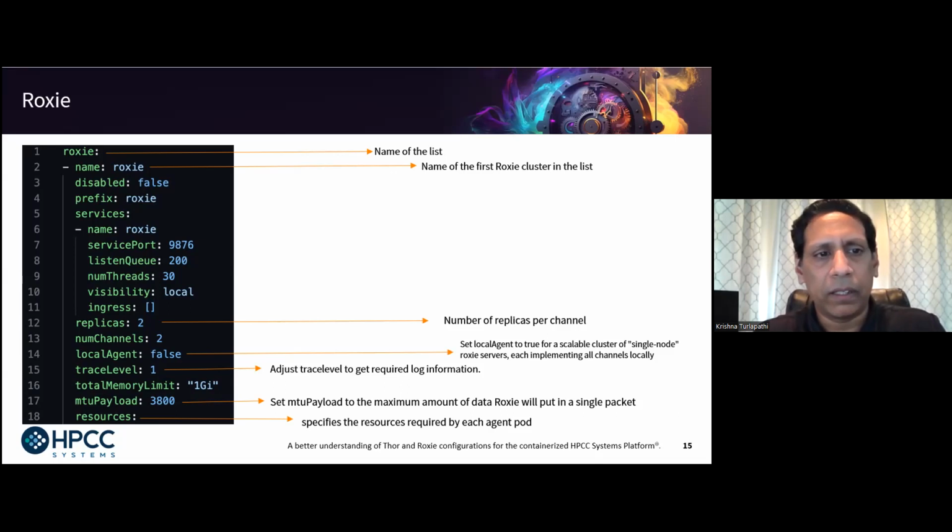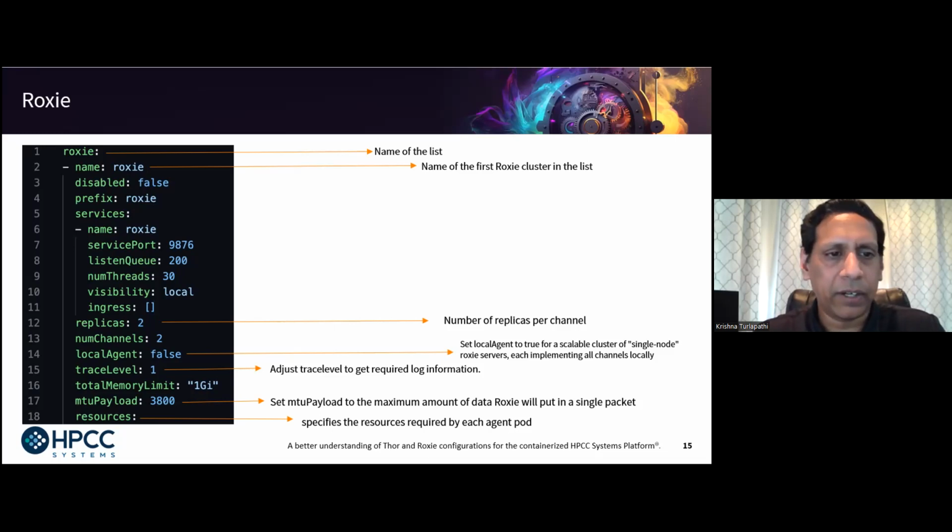Then you have the replicas, the number of replicas per channel. Then you have the number of channels. Then you have local agent, but the default value is false, which means you're running a multi-node cluster. Set local agent to true for a scalable cluster of single node Roxie servers, each implementing all channels locally.